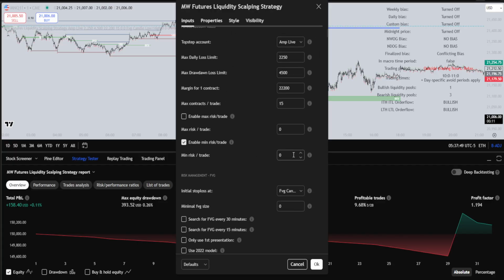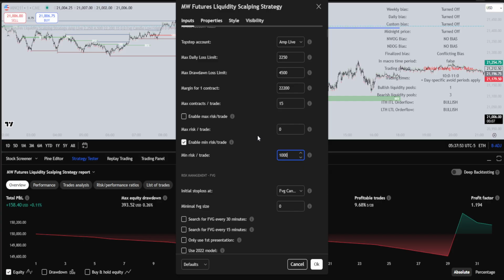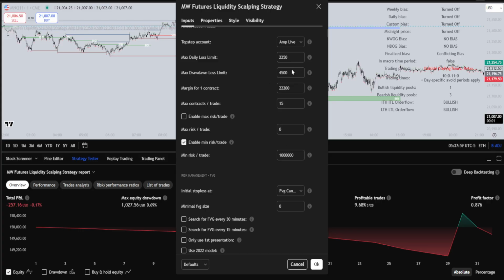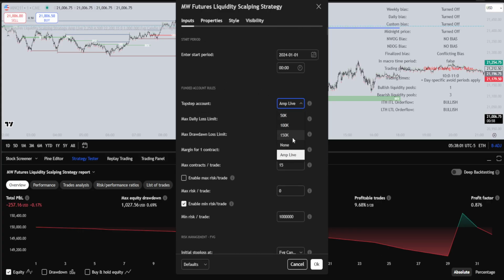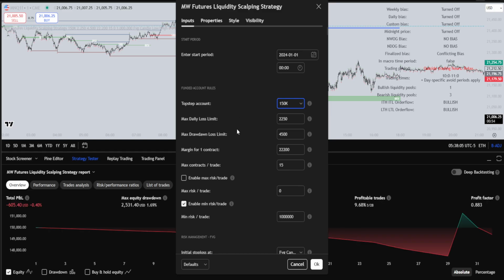So what I will do for now is that whenever we trade, I want to make sure that we always risk the maximum amount. So I will just put in here 1 million. It doesn't really make sense, but it will always make sure that we use the max amount of contract sizing. I will set my TopStep account to 150k. That means that we will always use the rules of TopStep in regards to trading.